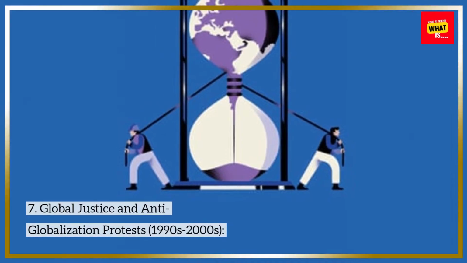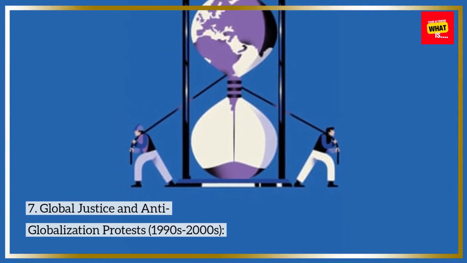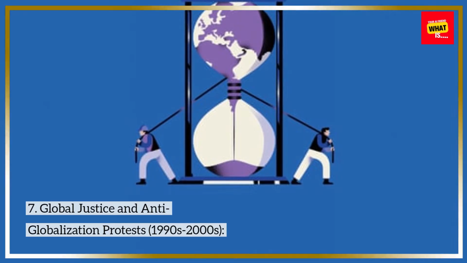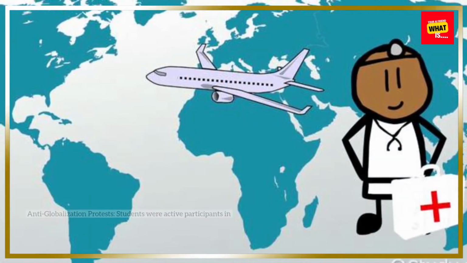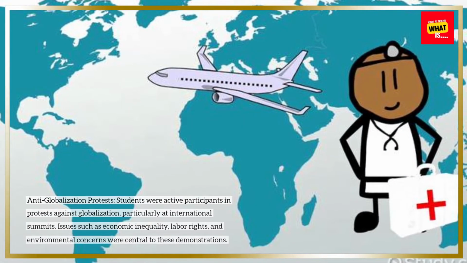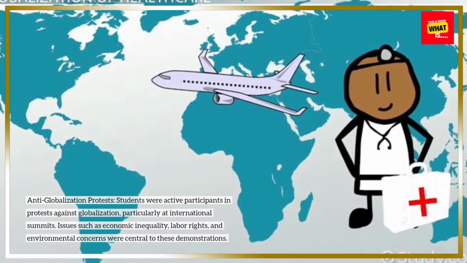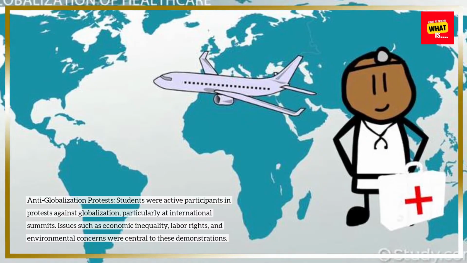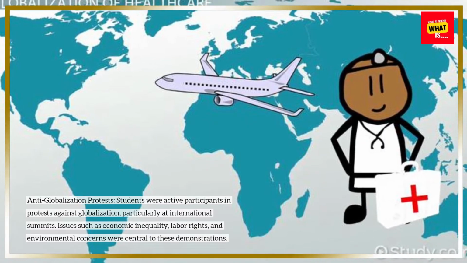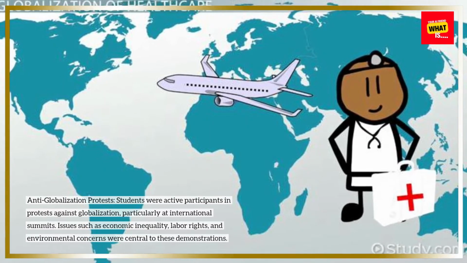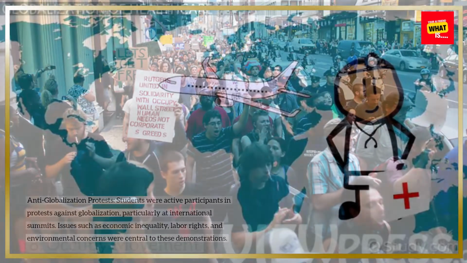7. Global justice and anti-globalization protests, 1990s–2000s. Anti-globalization protests. Students were active participants in protests against globalization, particularly at international summits. Issues such as economic inequality, labor rights, and environmental concerns were central to these demonstrations.